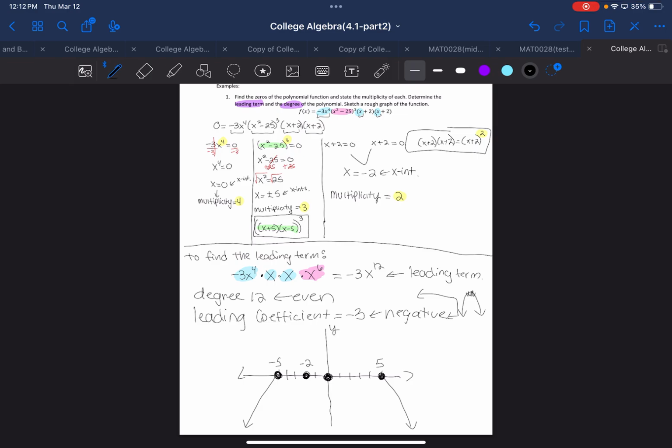Okay, and then let's go back up and talk about the multiplicity. So the multiplicity of 0 was 4. This is even. So it should just bounce off at 0. The plus and the negative 5, the multiplicity was 3, which is odd. So it should cross at those zeros. And then for negative 2, the multiplicity was 2, which is even, so it should bounce again.